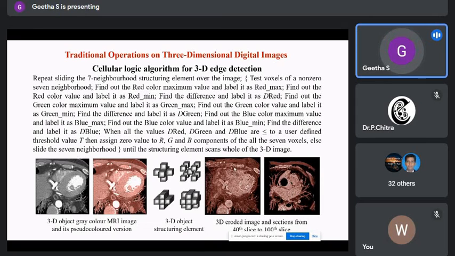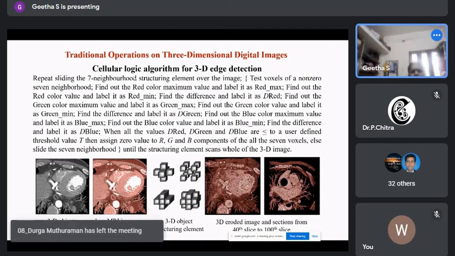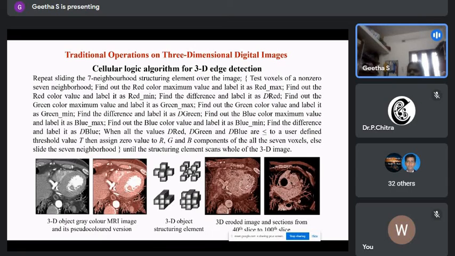Next important one, edge detection. Cellular logic algorithm for 3D edge detection. Now we have to apply the 7 neighborhood structuring element over the image. Test voxels of non-zero 7 neighborhood.